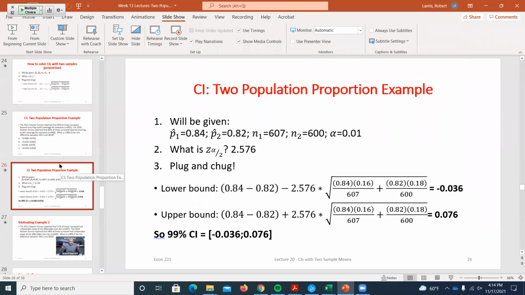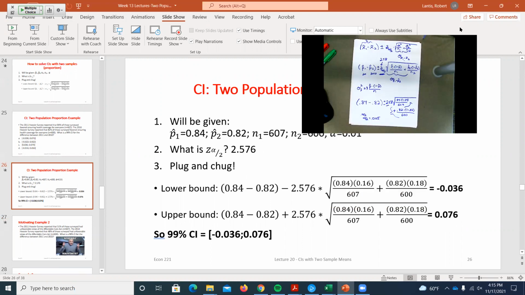I'm scared to try this in presenter mode because I don't want to screw this up again and waste time. But right, we plug everything in. Once we get this entered into our calculator, we get this range of values, right? So negative 0.036 to 0.076.